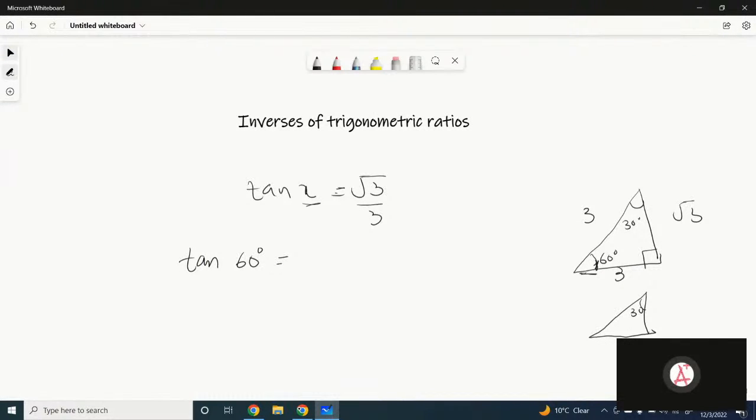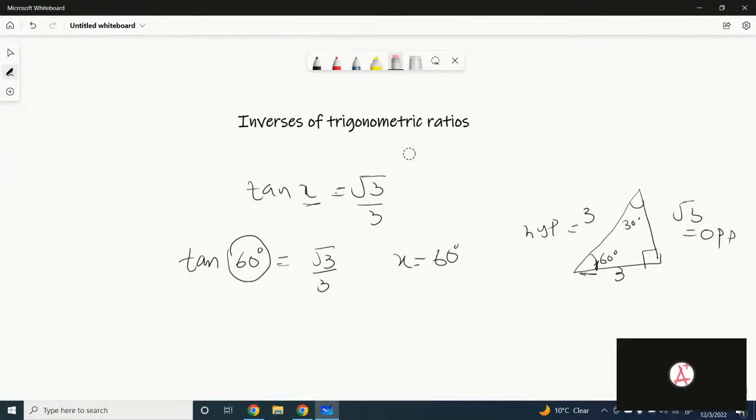Got it? So tan 60 is the opposite divided by the hypotenuse. So it would be square root 3 over 3. That means it is tan of angle 60. So tan 60 equals square root 3 over 3. So in this case, x equals 60 degrees. Got it? That is the one case when this angle is 60.